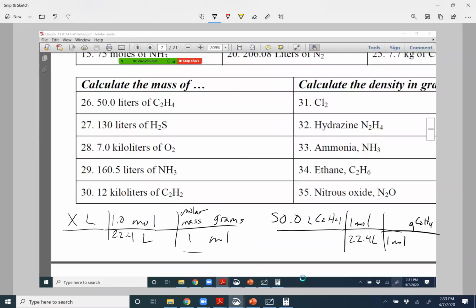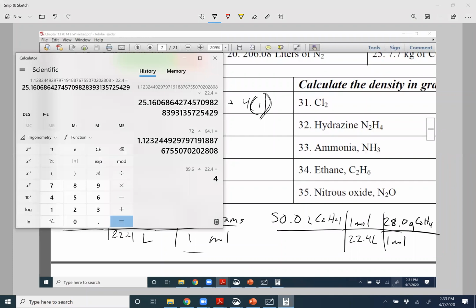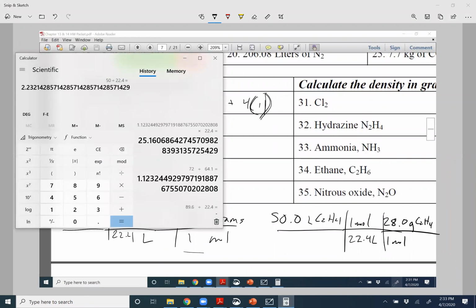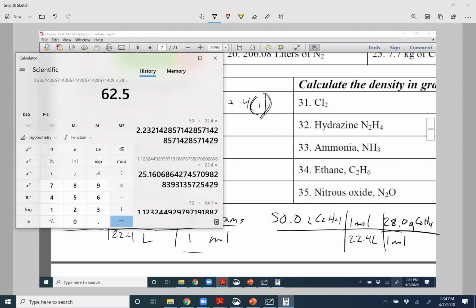So 12 times 2, 12 plus 12, plus 4 times 1. So 24 plus 4, 28. So 50 divided by 22.4 gives us 2.2 moles, and then multiply that by 28. That gives 62.5.